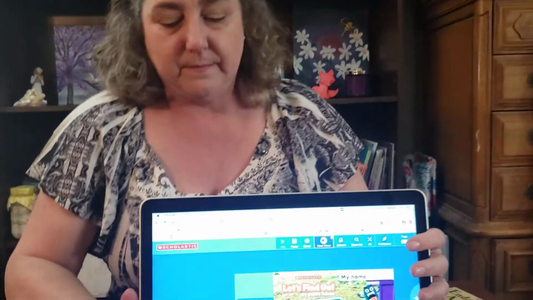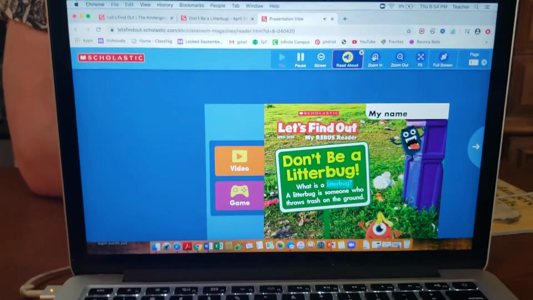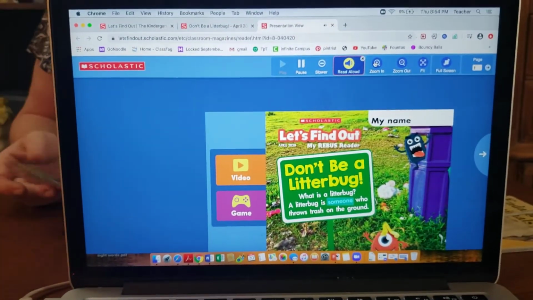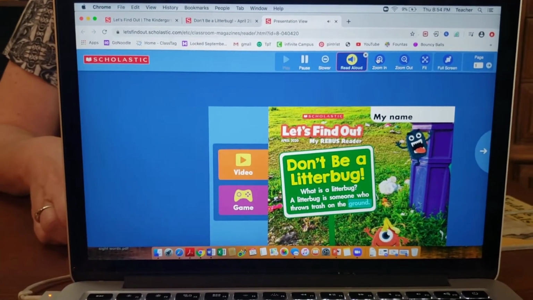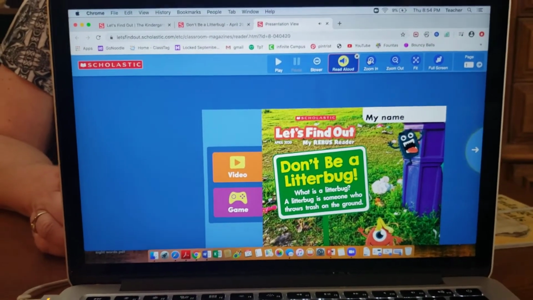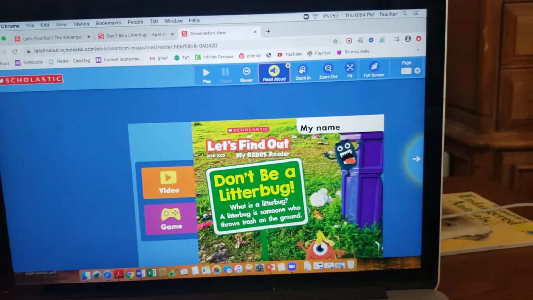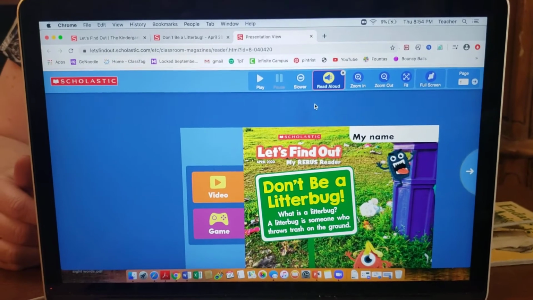Okay, listen and read. Here we go, guys. Don't be a litter bug. What is a litter bug? A litter bug is someone who throws trash on the ground. You have to flip the pages. You know how?